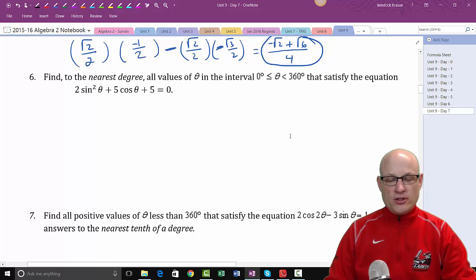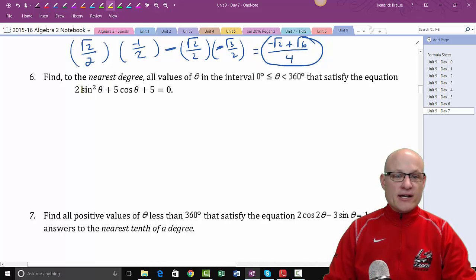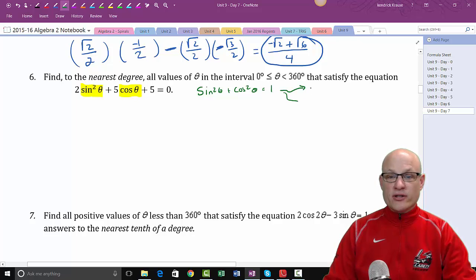Remember what I told you. You are going to see sines and cosines in the same equation now because I've taught you both. And you learned a trig identity, and I said one of the most important trig identities you're going to learn is sine squared theta plus cosine squared theta equals 1, which yields two equations. It yields that sine squared theta is really equal to 1 minus cosine squared theta, and cosine squared theta is really equal to 1 minus sine squared theta.